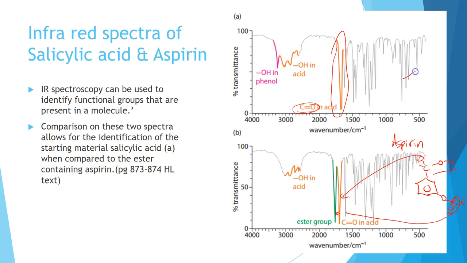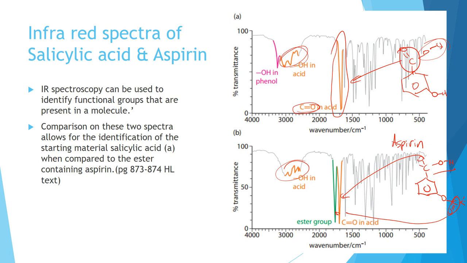In the case of salicylic acid, we only have the one, because this group here is still a hydroxyl and not an ester. This OH here is shown by the acid, and here again it's present in both, but the OH that we see in the phenol, the phenolic alcoholic OH group, which we see up here above 3000, is only present in the salicylic acid because we've lost that group when we form the ester in acetylsalicylic acid.